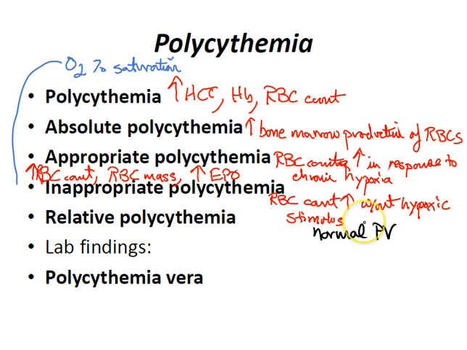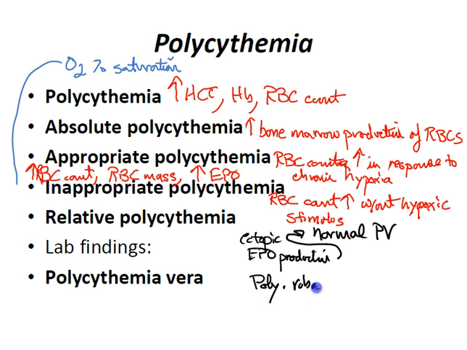Well, let me say that again. An inappropriate absolute polycythemia from ectopic EPO production leads to a normal plasma volume. But if you have an inappropriate absolute polycythemia from, say, polycythemia rubra, that's going to lead to an increased plasma volume.